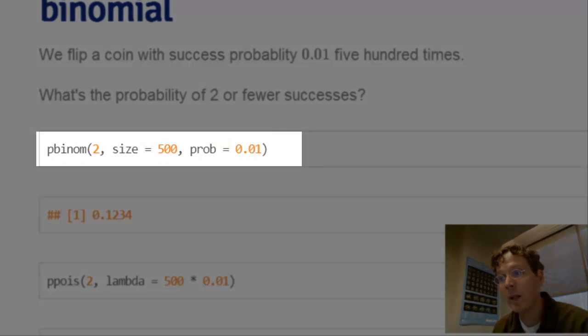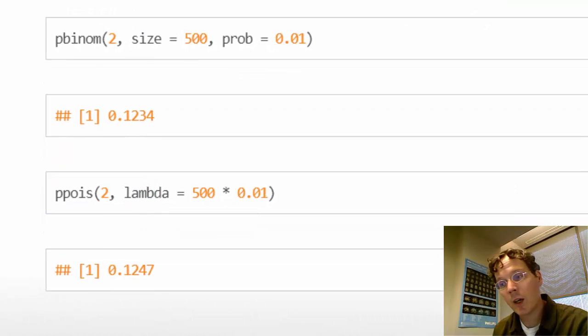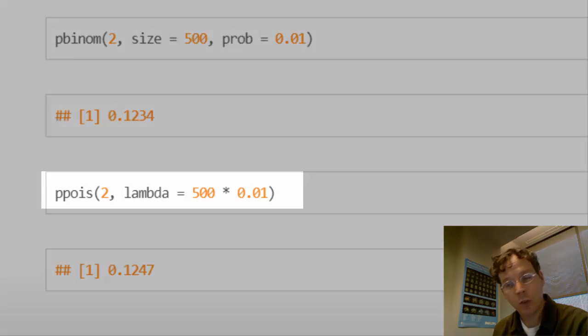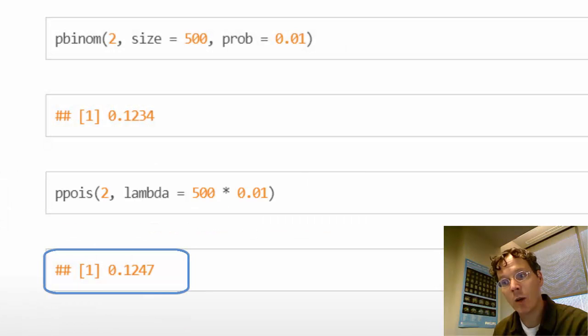So here when I do pbinom for 2, because the question asked for 2 or fewer successes, size equals 500, 500 coin flips, probability equals 0.01, suggesting that the true success probability of the coin is 0.01, I get around 12%. When I do the same calculation with Poisson, 2, and now instead of inputting the size and the probability, I put in lambda as n times p, 500 times 0.01, I get 12.5%, so fairly close.